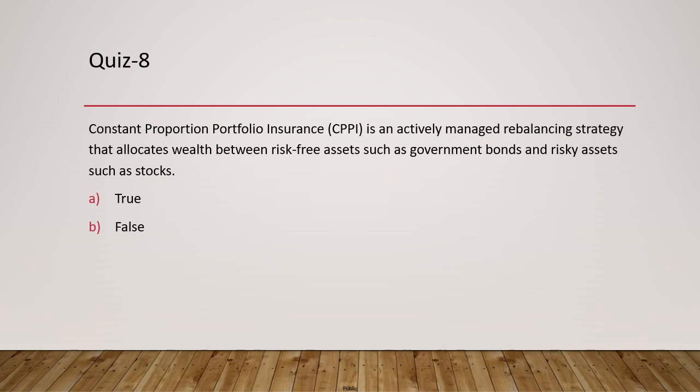Constant proportion portfolio insurance is an actively managed rebalancing strategy that allocates wealth between risk-free assets such as government bonds and risky assets, which is absolutely true. You have to use risk-free assets to create a kind of protection, but you also invest in risky assets. So the answer is true, right? So we're done with 8 questions. We quickly move on to the 9th one.